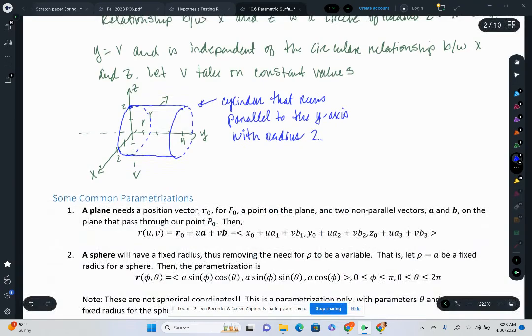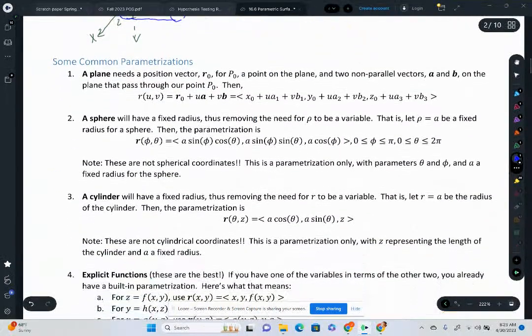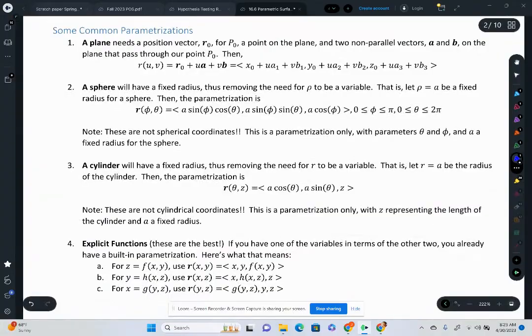All right, so we need to look at what some of the common parametrizations are, and many of these are on your formula sheet. The very first one is planes. So we learned way back in 12.5 that a plane needs a position vector, r0, and that represents some point on the plane. And then it needs 2 non-parallel vectors, A and B. In other words, they're not parallel to each other. And those are also on the plane. Okay. And here's what we get.